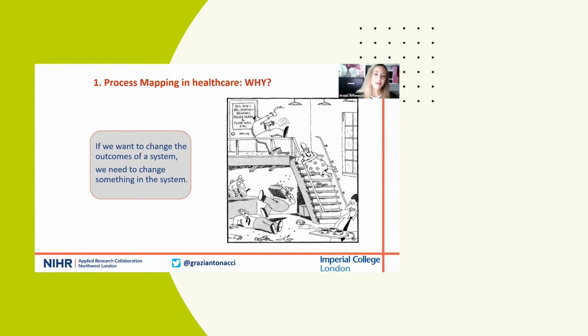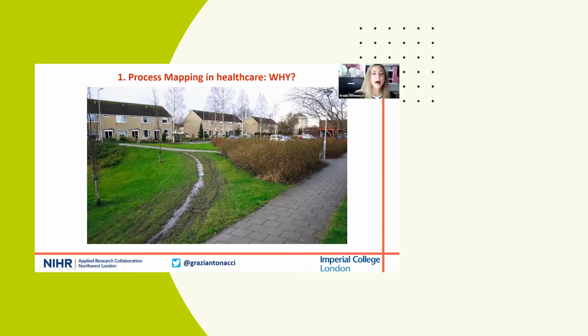Many examples in everyday life show us that systems are designed to get certain outcomes. And if we want to change the outcomes of a system, we need to change something in the system. But are you sure you know how the system you deal with daily works in reality? For example, look at this picture. How does the system work? Looking at this picture, it's clear that people are not using the path in the way the city planner intended. So people have adopted this little system to work better for them.